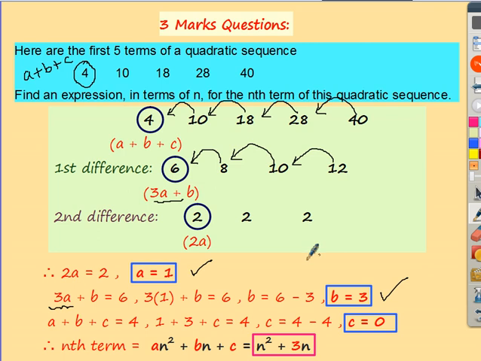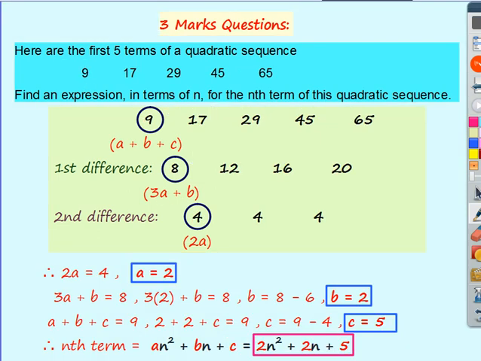I am doing more sums so you can understand in a better way. So nth term is an square plus bn plus c. I got all values, because a plus b I got 1 plus 4, 1 plus 3. So 4 minus 4 is 0. So c is 0. So the c term doesn't exist. So here n square plus 3n is your answer. Let us go for 4 marks now.